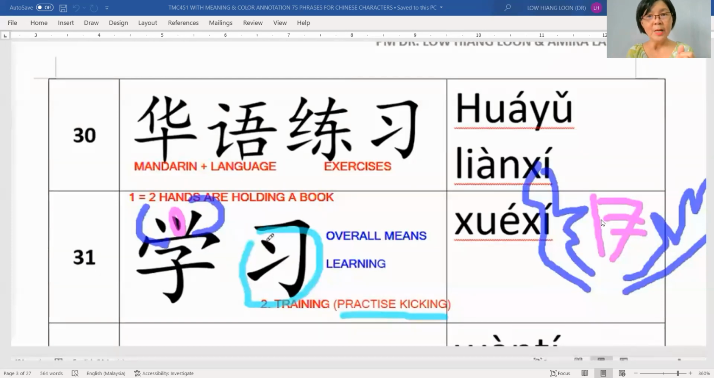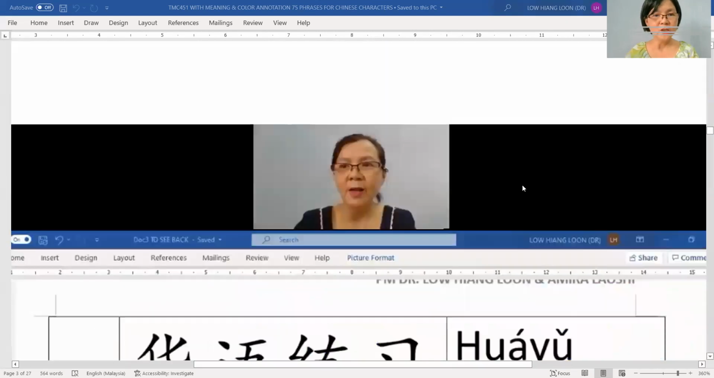对吗? So what is this word actually? When two hands are holding a book, what does it mean? Can you tell what is that? Learning. Okay, 好的.